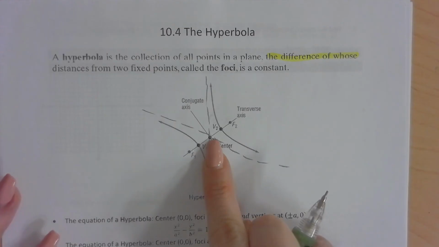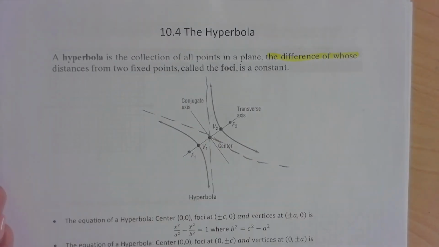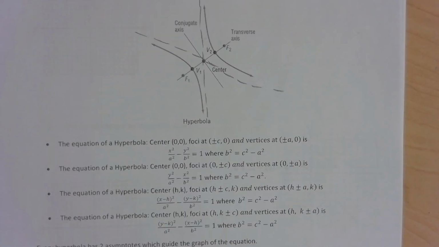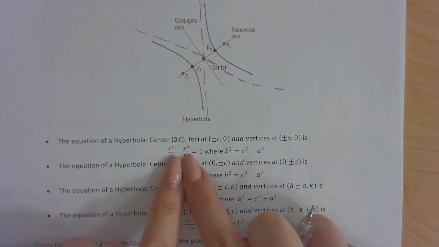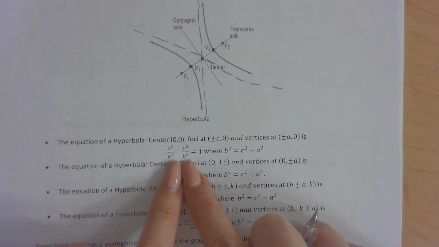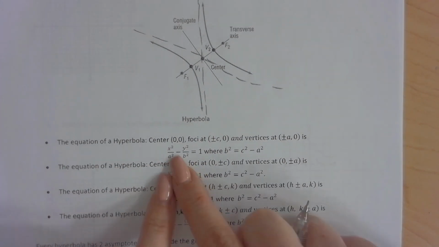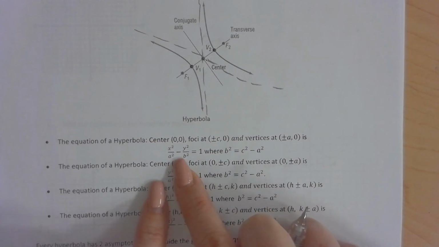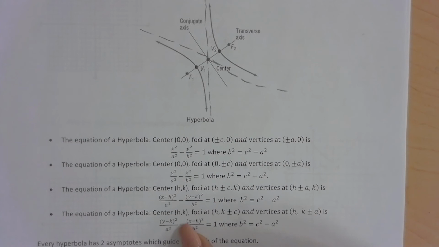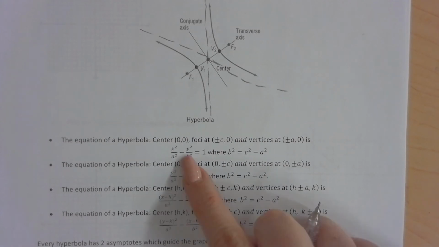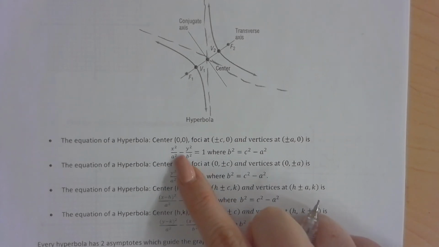Now our equation for our hyperbolas have a subtraction symbol instead of an addition symbol. So with ellipses, it's a plus. With hyperbolas, it's a minus. So the form looks a lot similar to our ellipses, so you're going to have to really pay attention on the test. Is it a plus or is it a minus? Because if it's a plus, it's an ellipse. If it's a minus, it's a hyperbola.